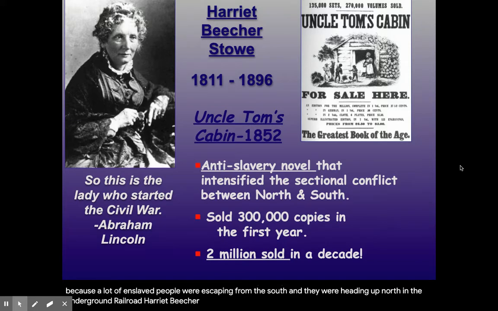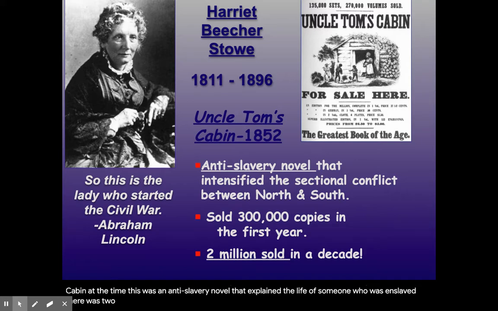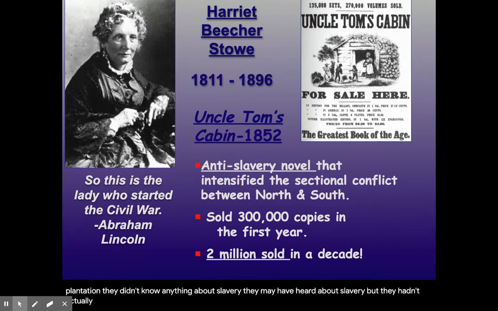Harriet Beecher Stowe was a famous author. She wrote a book called Uncle Tom's Cabin at the time. This was an anti-slavery novel that explained the life of someone who was enslaved. There were 2 million copies sold in a decade. You've got to think, for most people, they had never seen a plantation. They didn't know anything about slavery. They may have heard about slavery, but they hadn't actually physically seen it before.